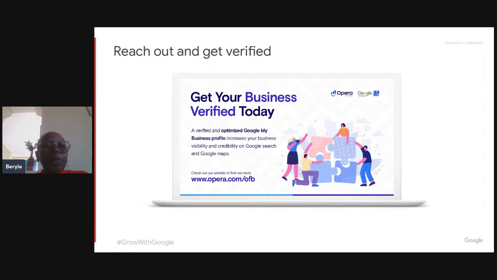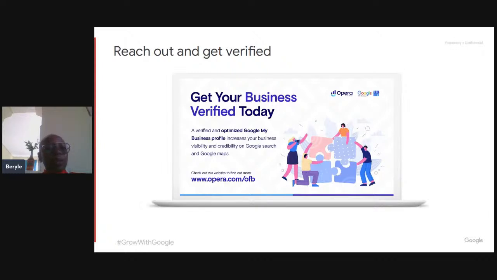This is where the form that Jane will post in the chat section comes in. Fill out the form to help with verification. If you don't want to fill out the form, Google works with other partners that help with the verification. In Kenya, we have Africa 118. You can try and reach out to them. You can just Google them. They are Google verification partners, so they can also help you with that.